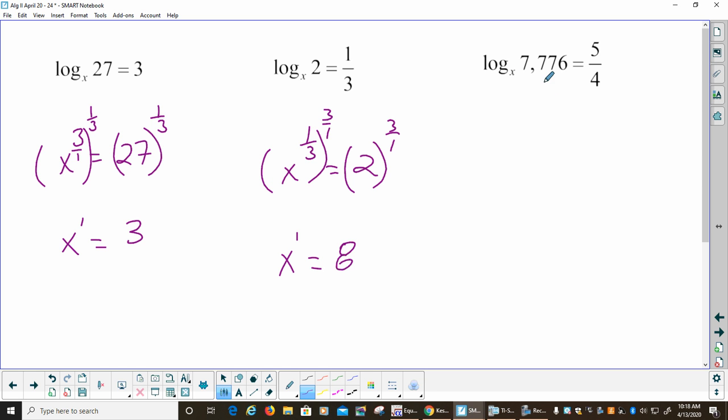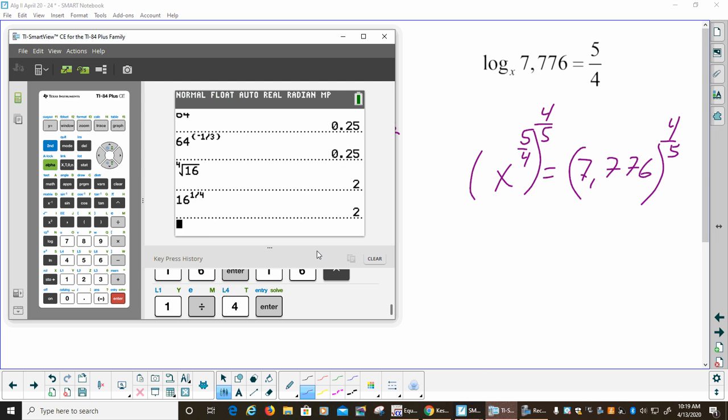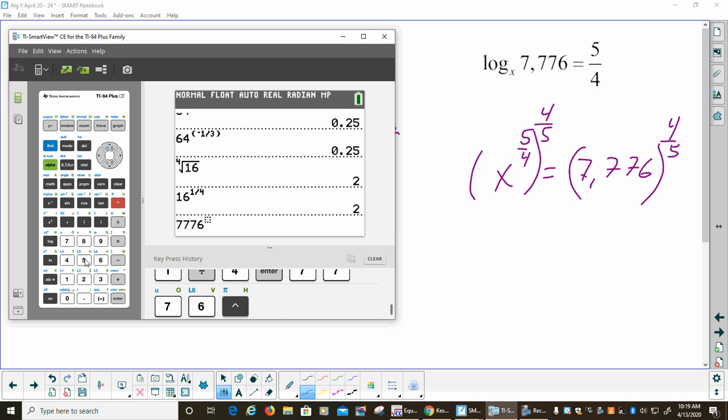A little bit harder. X to the 5/4 is equal to 7,776. How do I get rid of this? I raise it to the reciprocal power. I'm certainly not doing it in my head, but you just grab your calculator and you go 7776 raised to 5 divided by 4. Remember, if you have a TI-83, you got to put that parentheses.